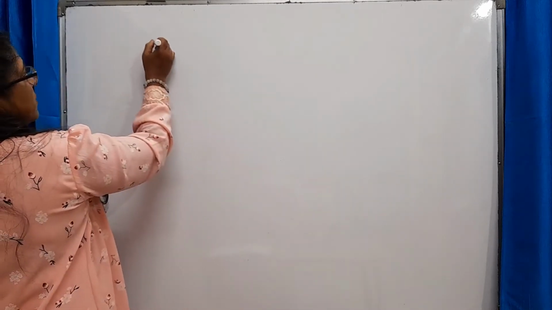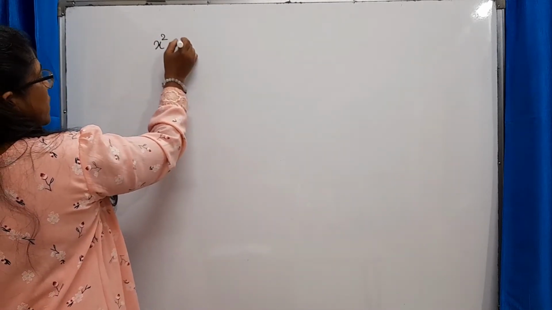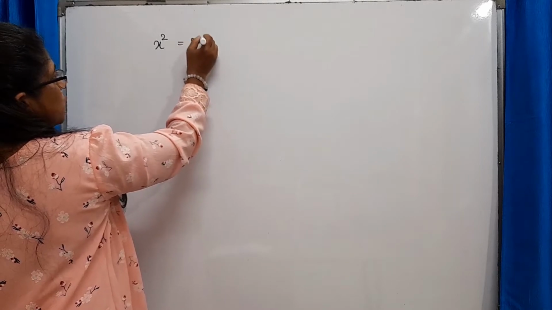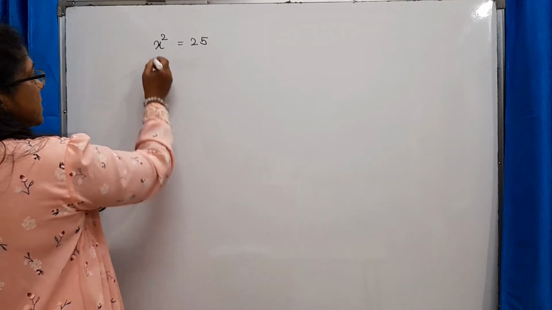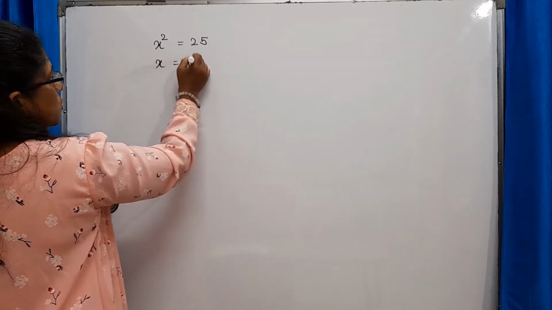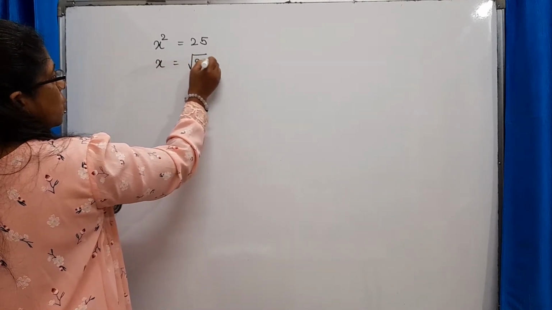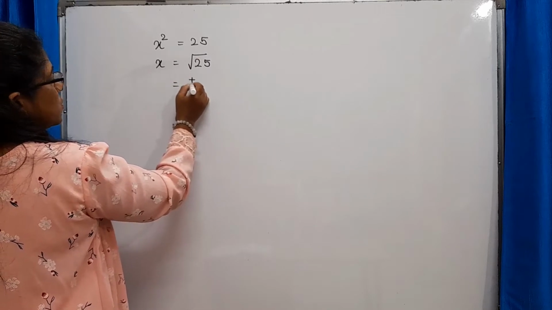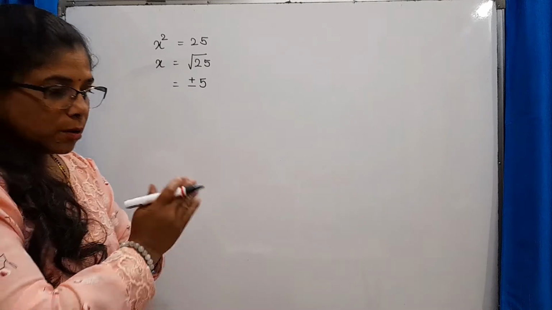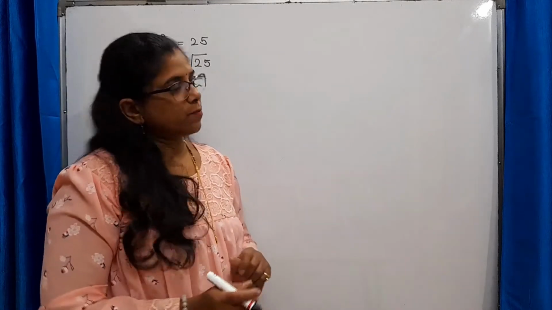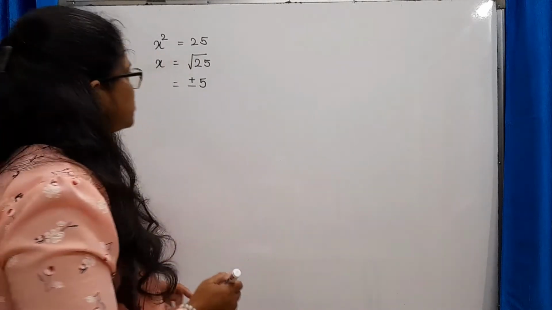The first example, if it is x square is equal to 25. So in this case, x is equal to square root of 25, which is equal to plus or minus 5. Means the roots are plus 5 and minus 5. Okay, one more example we'll check.